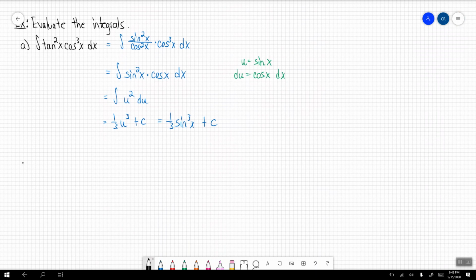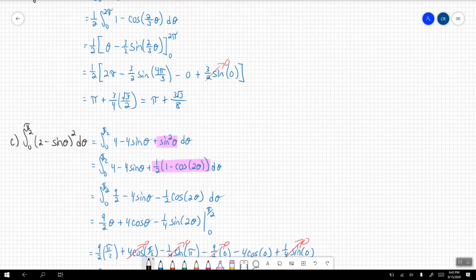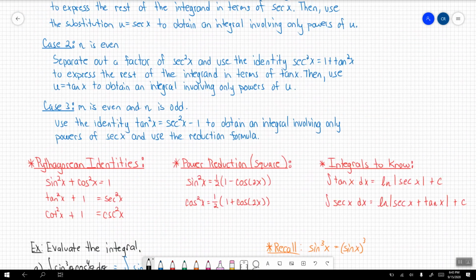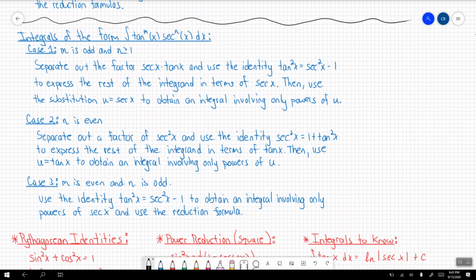Let's keep going. Let's try part B. For part B, I want to work on the integral of tangent to the 5th x times secant cubed x dx. Now, this one in particular, we're going to have to use those properties that we were looking at before at the very beginning of this section. So I'm going to scroll up all the way, and we're going to take a look at these properties, and see which one this is going to fit.